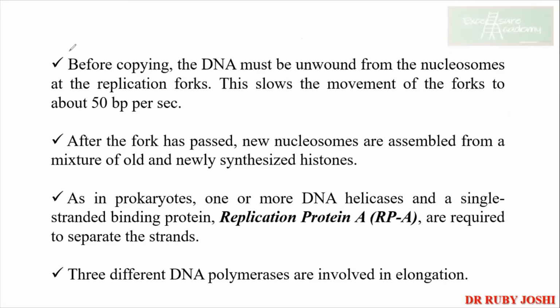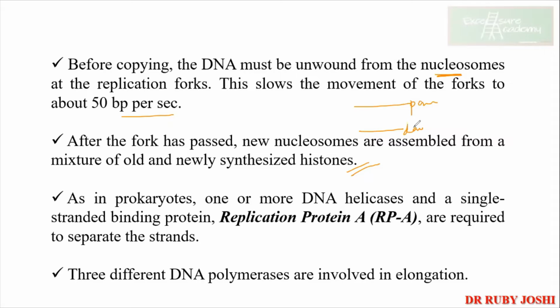Okay, so the presence of nucleosomes in eukaryotes is going to slow down the movement of the forks to about 50 base pairs per second. Now, after the fork has passed, new nucleosomes are assembled from a mixture of old and newly synthesized histones. This is really very important. The histone proteins are separated so that your DNA becomes straight and replication can start.